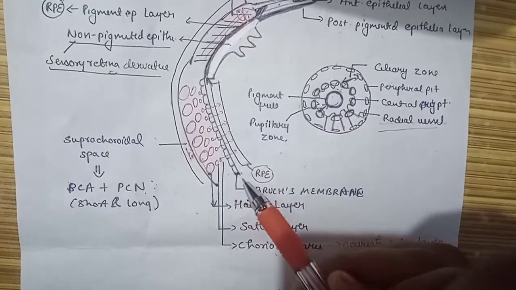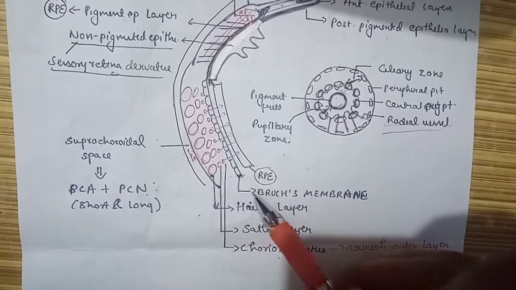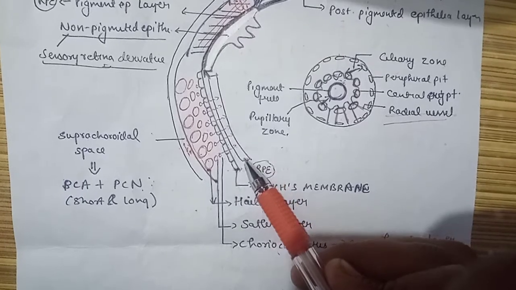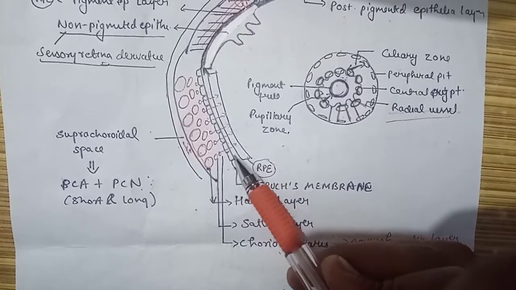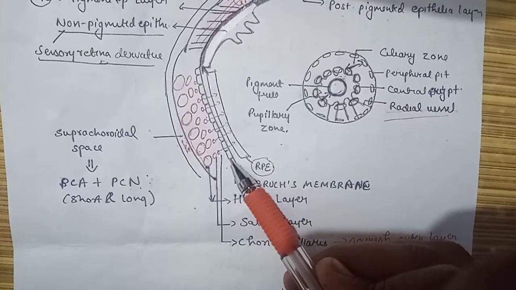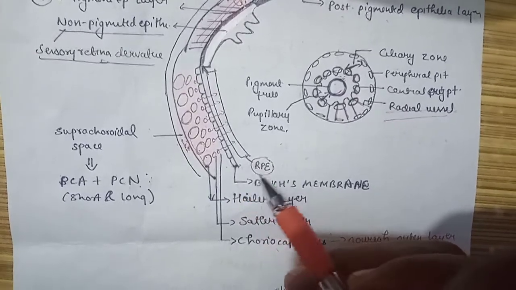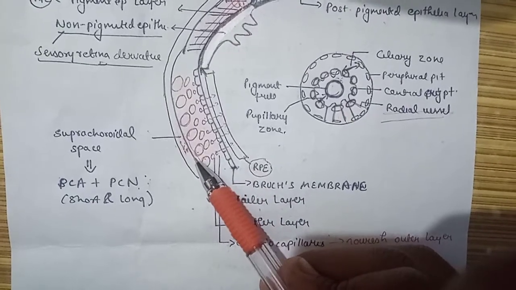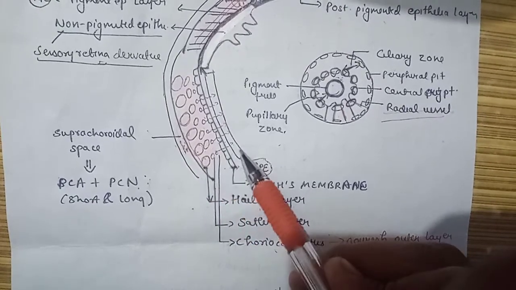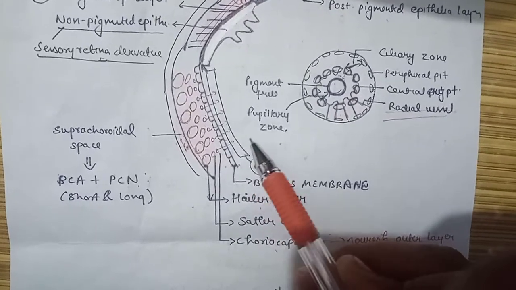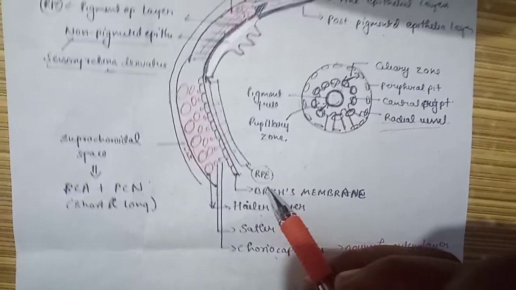Now we have the basal lamina of our stroma, that is the Bruch's membrane, and finally we have the retinal pigment epithelium, which is separated by a small space from Bruch's membrane. So the three layers we studied are the suprachoroidal layer, the stroma, and the Bruch's membrane, and finally we have the retinal pigment epithelium, that is a part of retina.